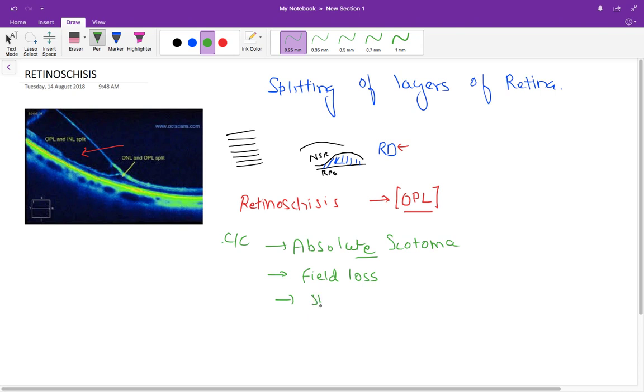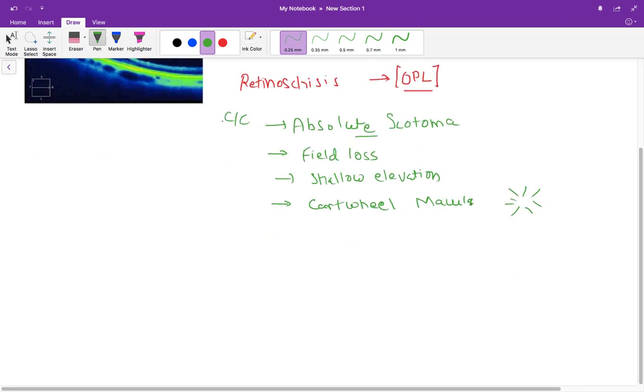You would see a shallow elevation in the case of retinoschisis. Sometimes you see a cartwheel maculopathy also. So near the macula, you see these types of striations. So you can get a cartwheel maculopathy.